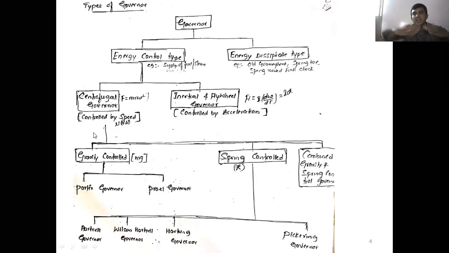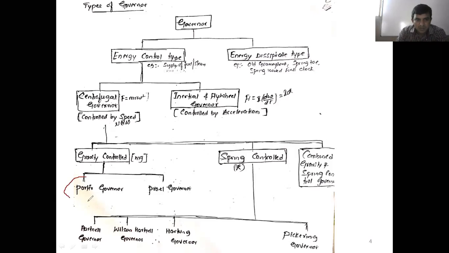When the governor ball moves radially outward due to centrifugal force, how does it come back to the original position? Due to gravity control, due to the weight of the governor ball, or due to a spring attached to the governor sleeve, or the other one is a combination of gravity and spring control. Again, the gravity controlled governor is further classified into two groups depending upon the scientists' names. The Porter governor, and another one is the Proell governor. Porter governor is a scientist's name. Proell also is a scientist's name.